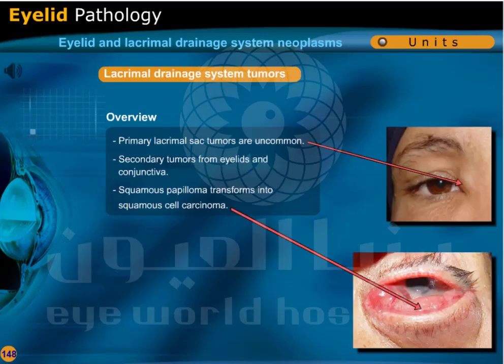Lacrimal drainage system tumors. Primary lacrimal sac tumors are uncommon. Secondary tumors originate from eyelids and conjunctiva. Squamous papilloma transforms into squamous cell carcinoma. It presents as a firm mass at the medial canthus. Epiphora is present, and lacrimal drainage system tumors are to be differentiated from chronic dacryocystitis.